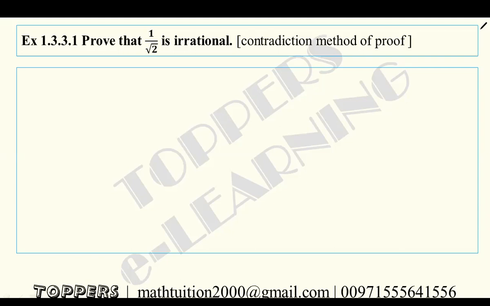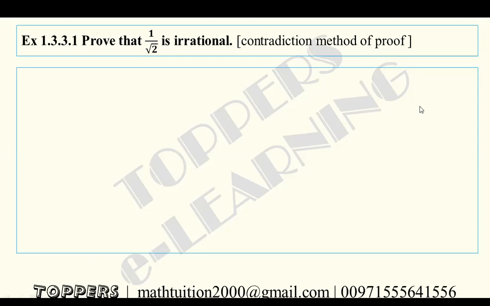Those who didn't watch the theory classes, just watch that one. In detail we have explained how we can prove root 2, root 3, root 5, root 7, etc. are irrational using the contradiction method of proof. After that we are doing the chapter exercise. This is the 1.3 third question, sub question 1. First, we have to assume that the given irrational number is a rational number.